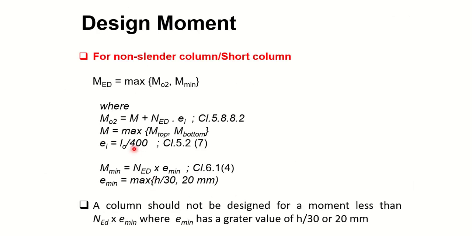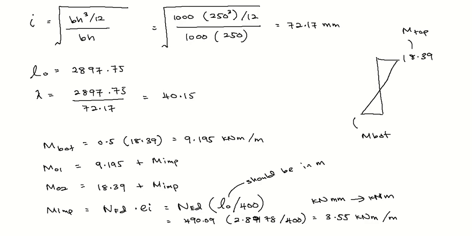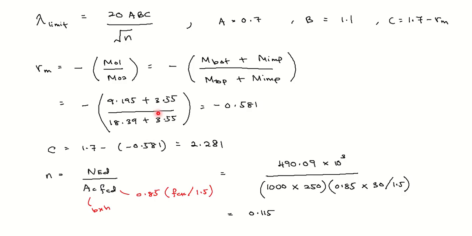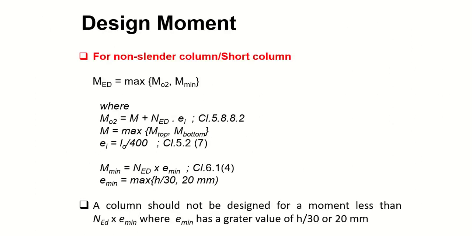Next, we have calculated the M02, where we take into account the M imperfection here, NED times EI. We didn't calculate it directly, but we just plug it into the formula here. So it should be around 21.8 or 21.9 something. We will calculate it later.